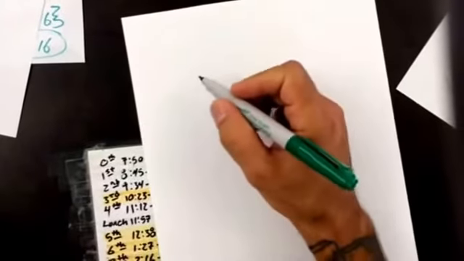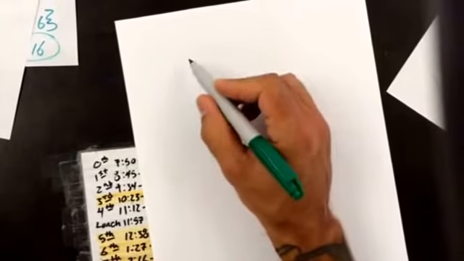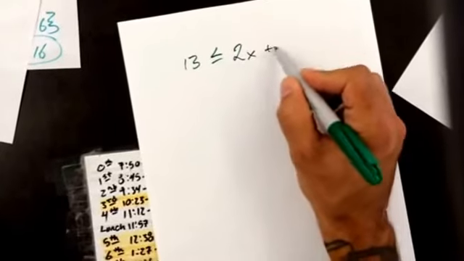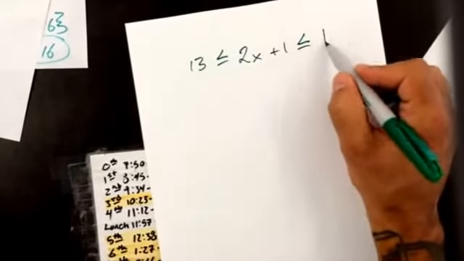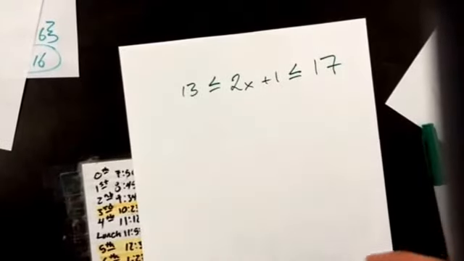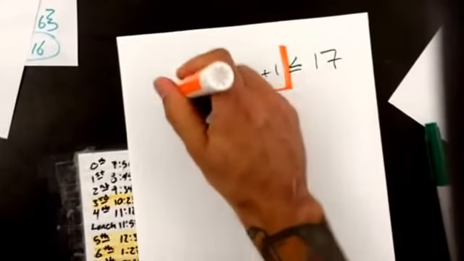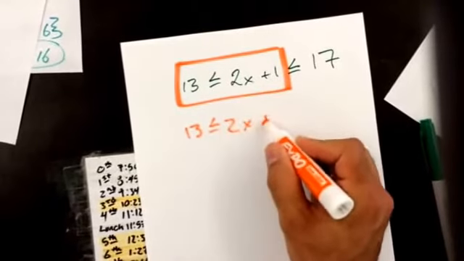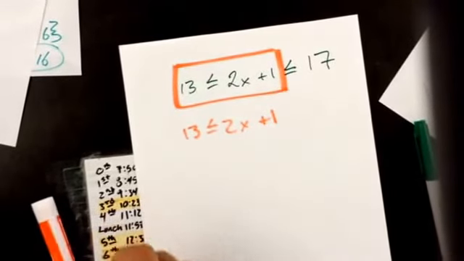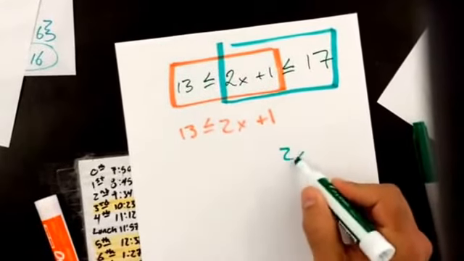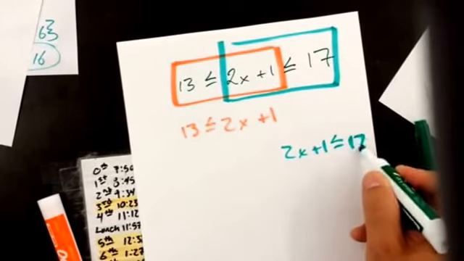Really, that's about the only particular thing about this. If we have multiple inequalities, we treat them as two separate inequalities. So sometimes we'll have something like this. What we're going to do is separate out the two inequalities. This is one inequality: 13 is less than or equal to 2x plus 1. And this is an entirely different inequality: 2x plus 1 is less than or equal to 17.